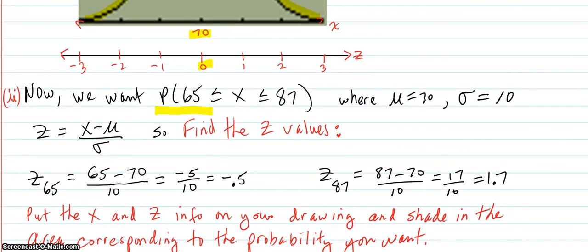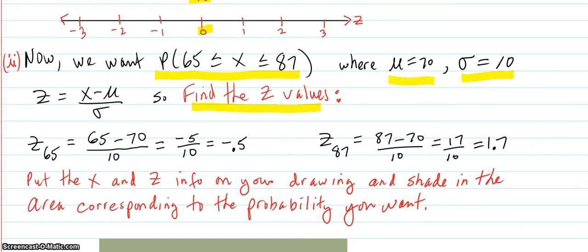Now, we want the probability that a score will be between 65 and 87 when the mean is 70 and standard deviation is 10. So we need to find some z values that correspond to those numbers. So the z formula is this. It's the number of standard deviations x is away from the mean. So you have this difference divided by the standard deviation. That gives you a z-score.